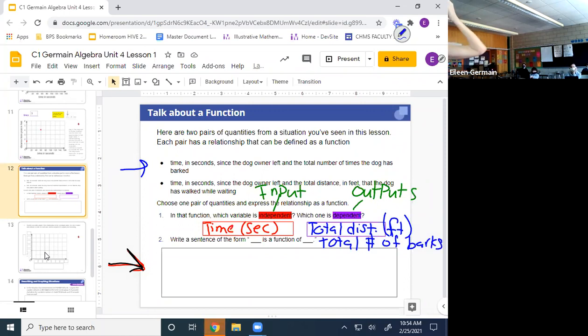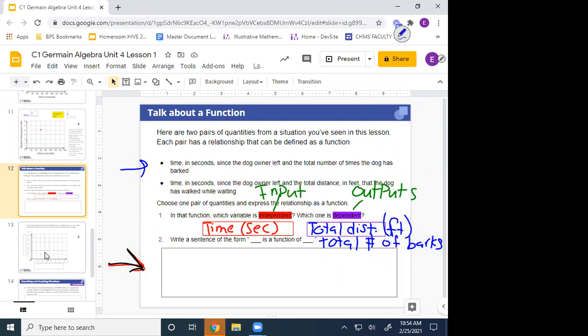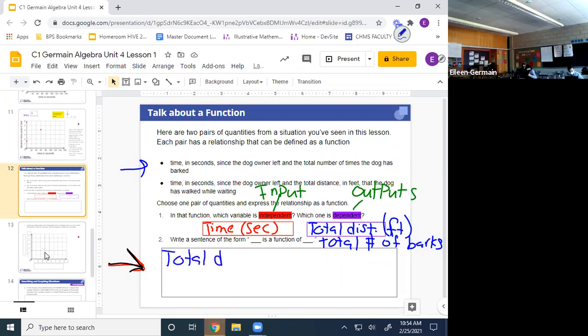What is a function of what here? Abby Wasta, can I have you on mute? Tell me what is a function of what for the one that you chose? I said that the total distance that the dog walked is a function of the time the owner left. Very good. Total distance is a function of time.